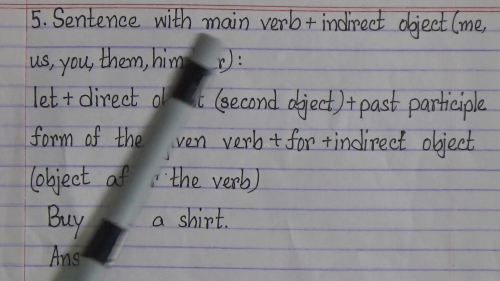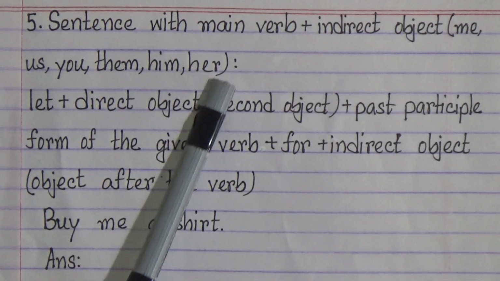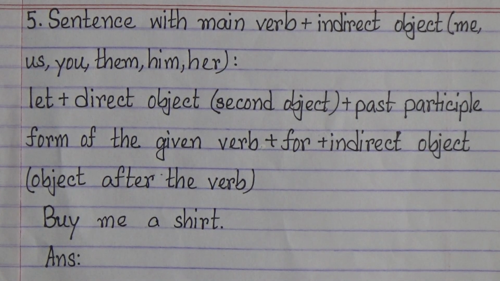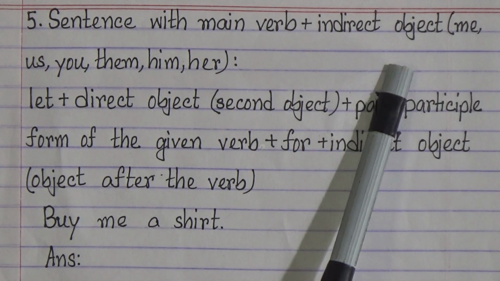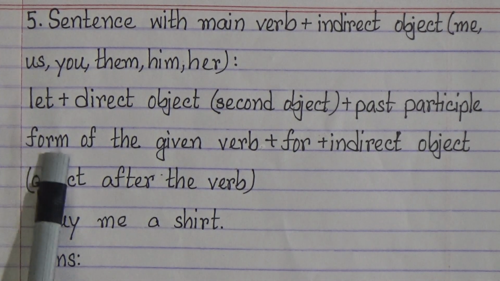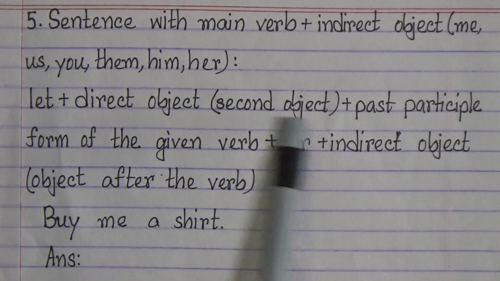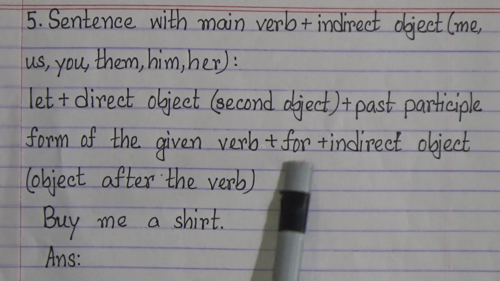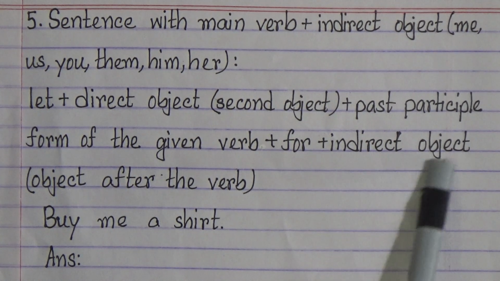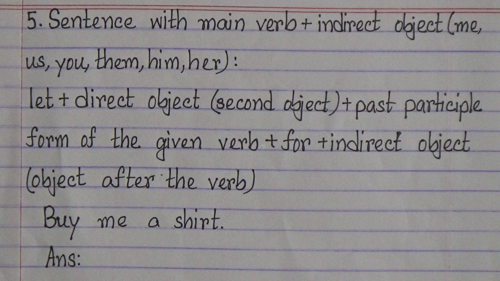Sentence with main verb plus indirect object, like me, us, you, them, him, her, etc. Okay. So if the sentence begins with a main verb, but if you find the indirect object, you will at first write let, then the direct object, that means the second object is called the direct object, then be, then the past participle form of the given verb, then plus for plus the indirect object, that means the object after the verb. Okay. So at first you will write let.